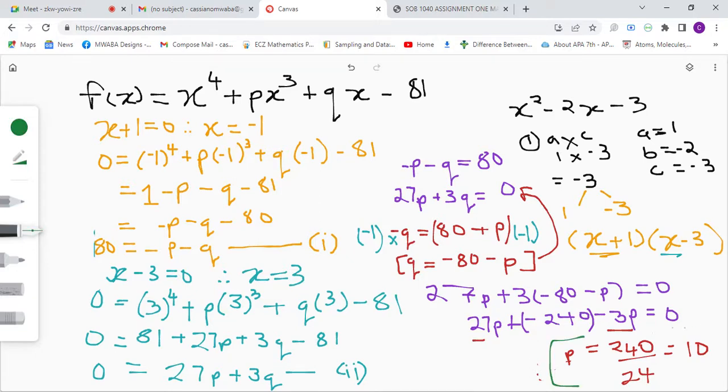Since we've got P equals 10, now we are going to substitute it back into equation 1. So you're going to have negative 10.